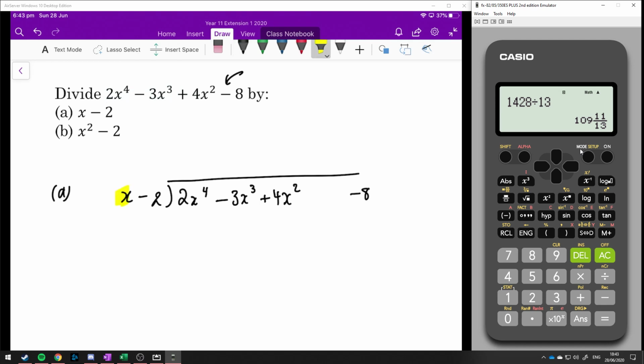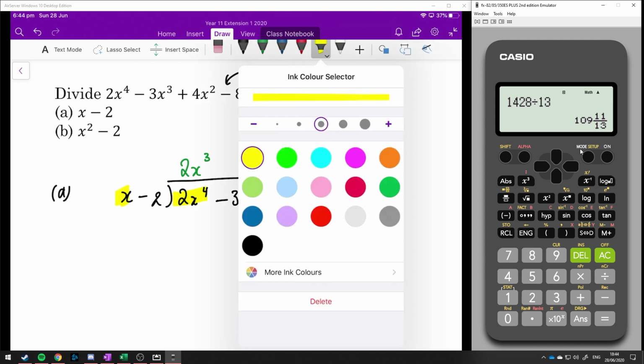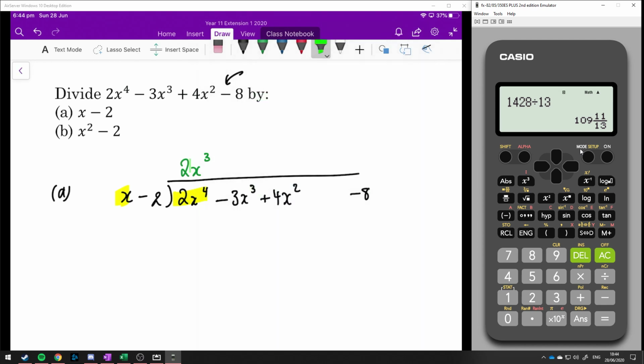Now, how we actually do the polynomial division is we start off by dividing this constant term out the front into the first term here. By doing this, we get 2x to the power of 4 divided by x, which is 2x cubed. Our next step is to multiply this number up the top by the 2 here. So that's 2x cubed times x, which is 2x to the power of 4. And then minus 2 times 2x cubed, which is minus 4x cubed.